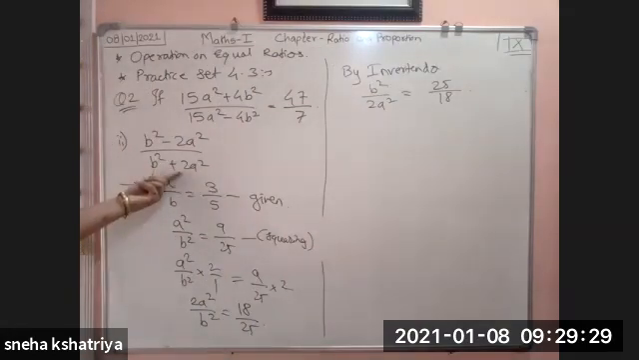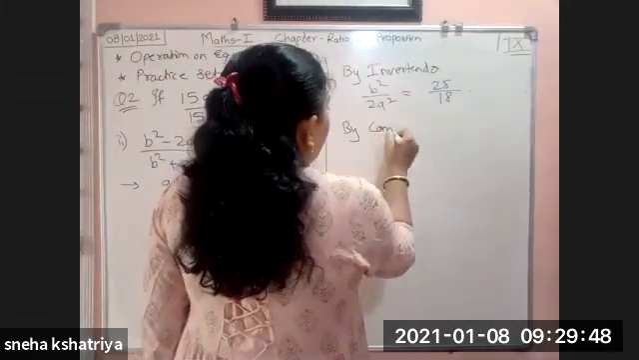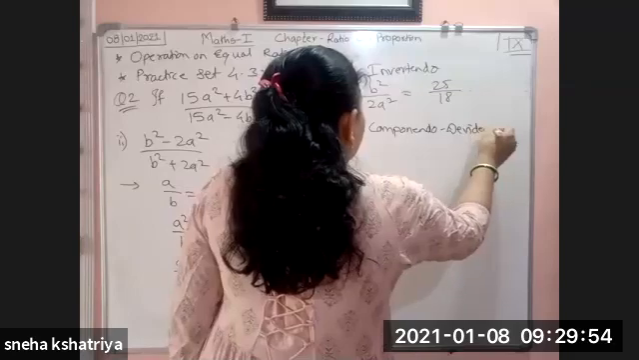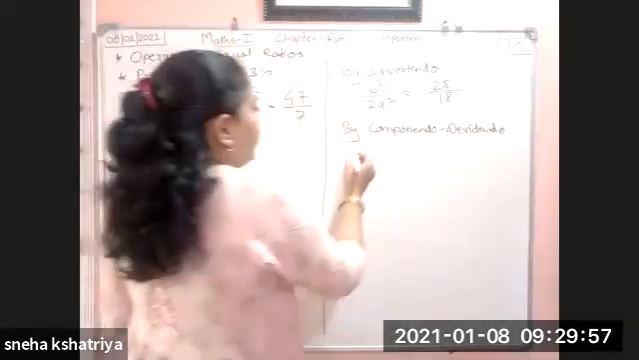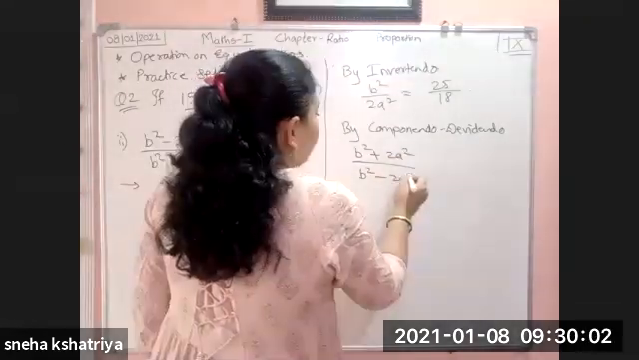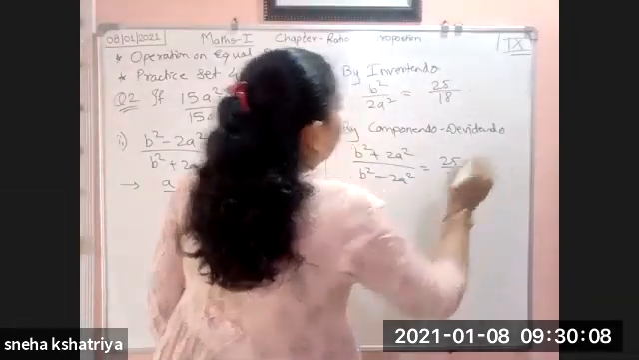Now use the property. Again, addition and subtraction is there. As in the last example, we can invert them again at the last. So subtraction will come at numerator, addition will come at denominator. But here addition and subtraction is there. So we have to use componendo and dividendo, both the combined operation. Dividendo. So we get b square plus 2a square divided by b square minus 2a square, which is equal to 25 minus 18 upon 25 plus 18.